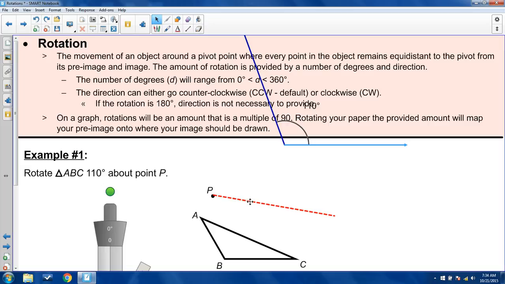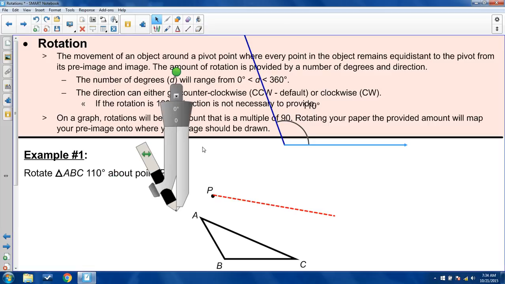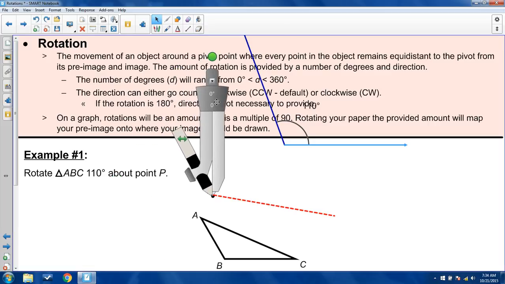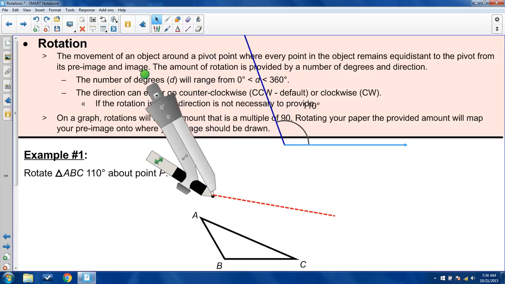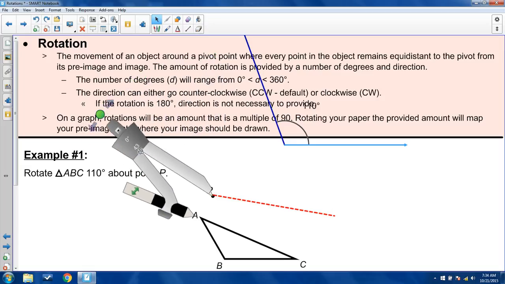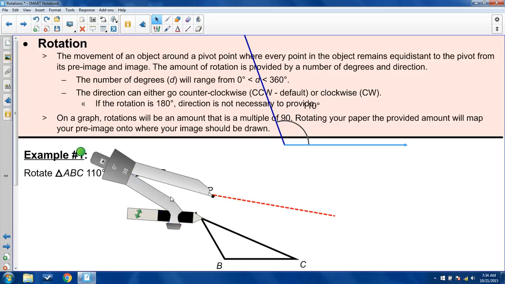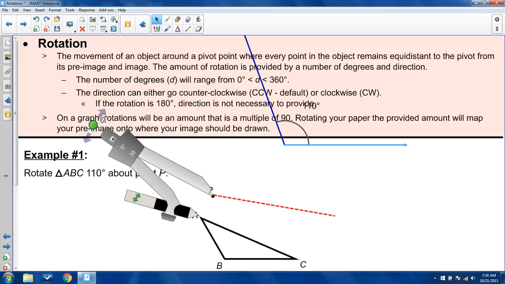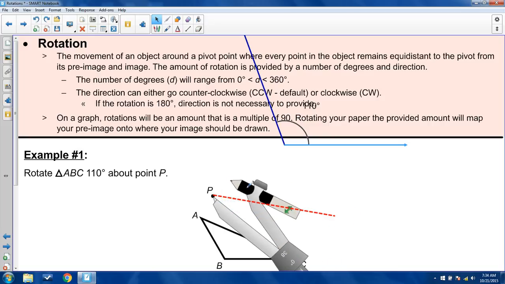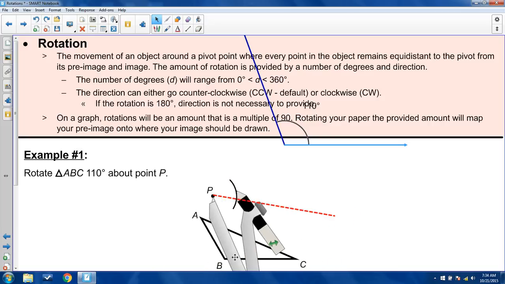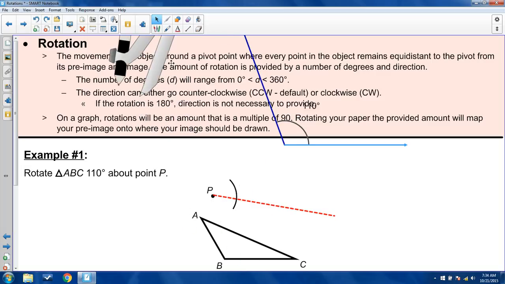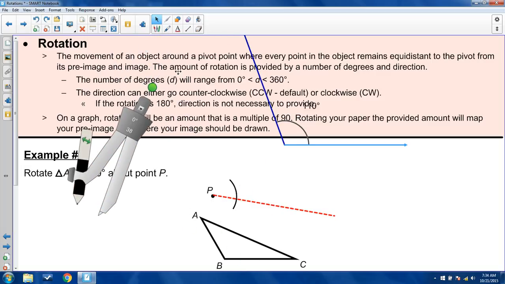Okay? A prime will be somewhere on this segment. To figure out exactly where it is, I have to find the length between P and A right now. So if I find the distance away using my compass, I can take that and measure it over here and say, okay, I know that A prime will be the intersection of that arc and that segment right there. That's where A prime rests because that is the same distance away from P as A is.